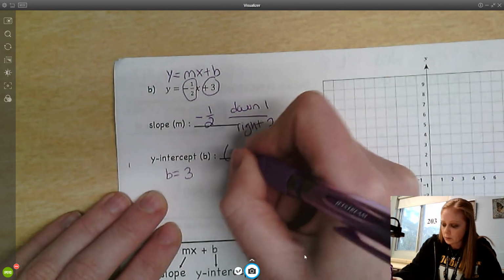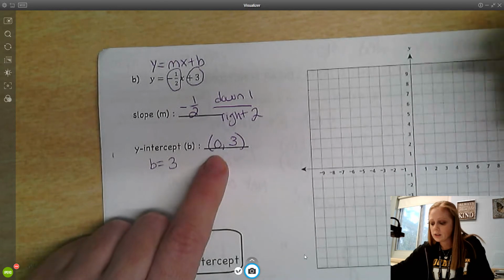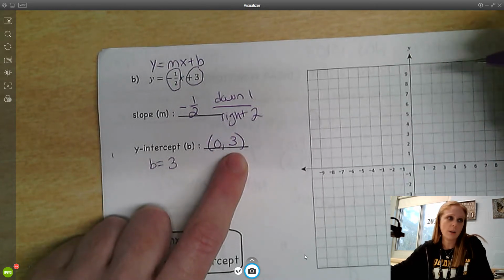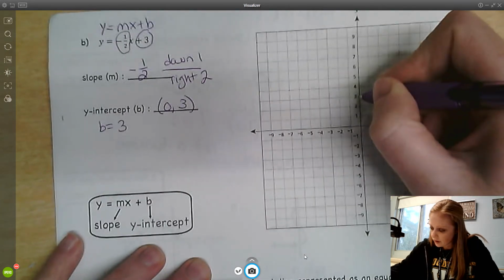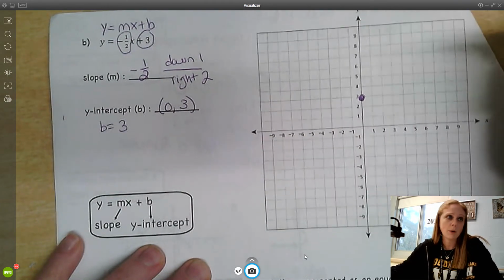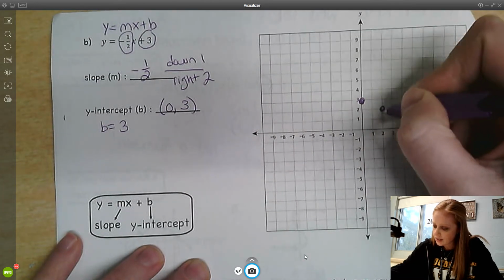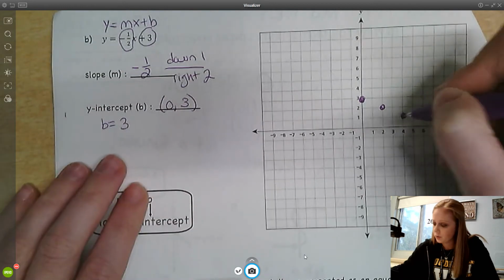So that means it's going to be at the point 0, 3. The x-coordinate is always 0, and then whatever the b is, that's the y-coordinate, the y-intercept. Okay, so we're going to begin at 0, 3. 0, 3 would be right here. Our y-intercept, our b of 3. Then we're going to move down 1, right 2, because our slope is negative 1 over 2.